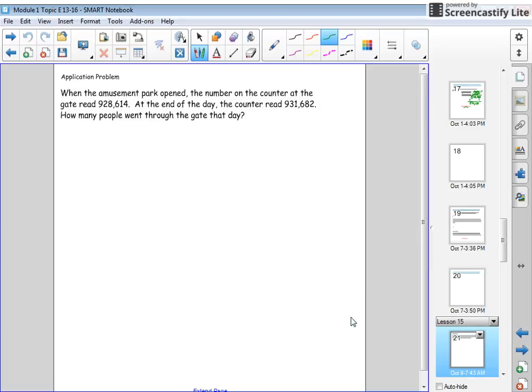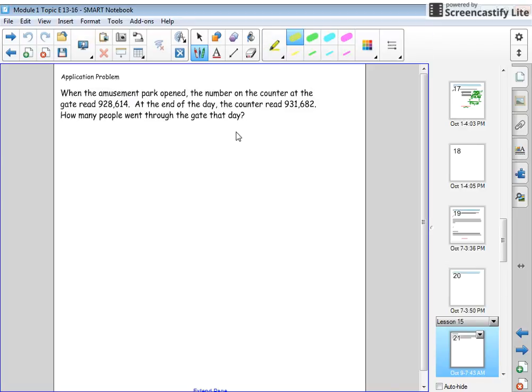All right, today's application problem says when the amusement park opens, the number on the counter at the gate read 928,614. At the end of the day, the counter read 931,682. How many people went through the gate that day?